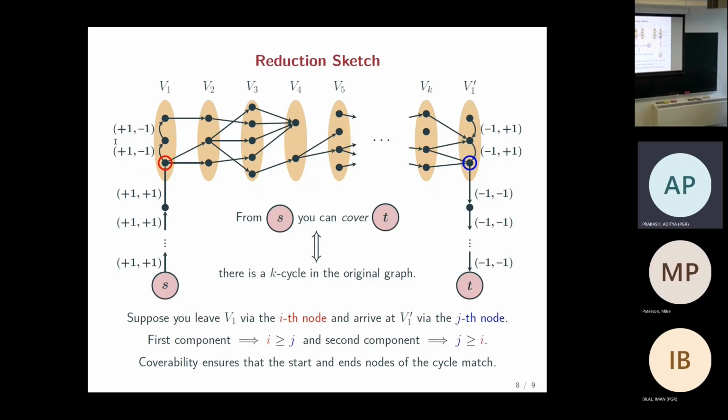Yes? All the edges in the middle are 0, 0. Oh, yes, that's a very good point. I forgot to say. If an edge is not labeled, it's not touching a weight. Yeah, that's very important. Thank you.